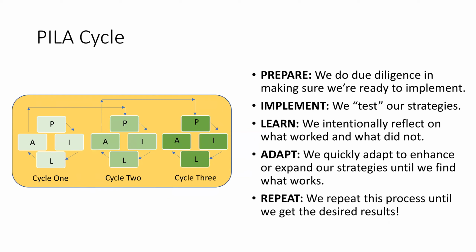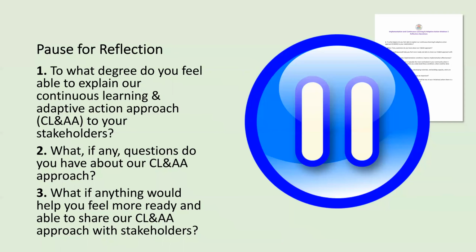So with this basic review, let's pause to reflect. For this reflection, I want you to begin to think about your competence and ability to explain our continuous learning adaptive action process to others. The first question is, and remember these are also on your handout with these reflection questions that you can jot your answers down there and then submit those to Anna and myself.